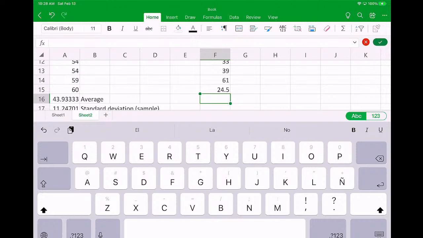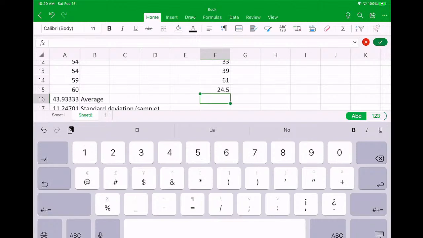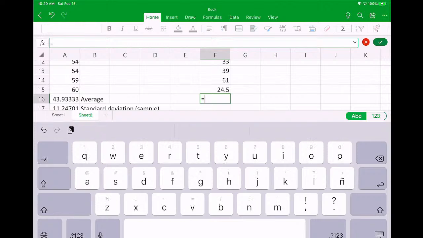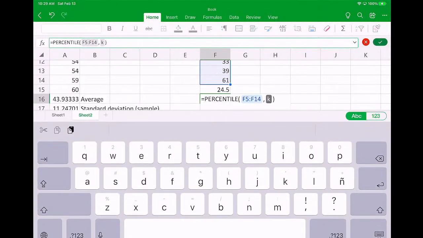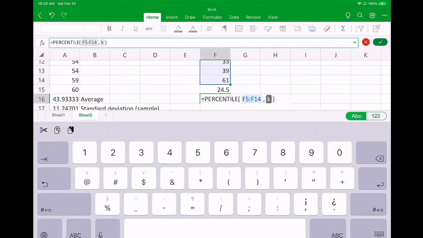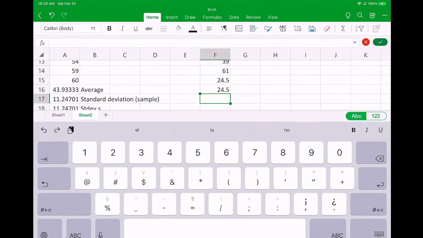If we did percentiles, let's see. Percentile. So let's do that. Percentile, and we'll click the array. Let's make sure I got the right numbers in there. And then you have to tell what percentile. So I think you have to put 0.25. Oh no, I want 0.5. It worked. So the percentile is right.